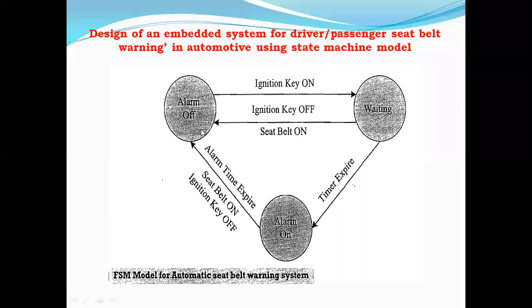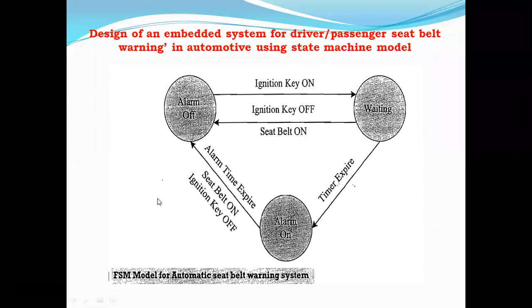When the alarm is off, first he will turn on the key, and that time it will come into the waiting state. In the waiting state, the timer will be set. That is the event happening here. After 10 seconds, if the passenger doesn't wear the seat belt, the alarm will start beeping. That is, it will come to this state. Suppose he wears the seat belt, again it has to come to which state? Alarm off. You understood this FSM model, right?